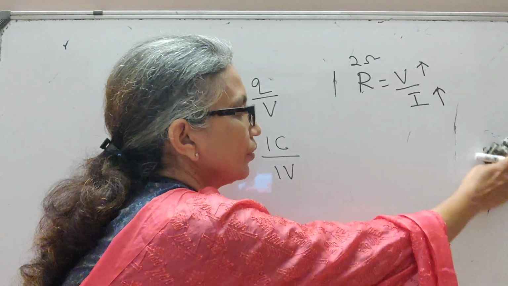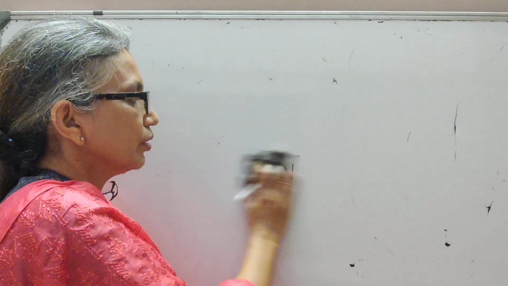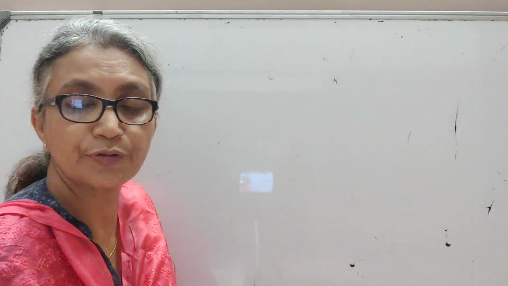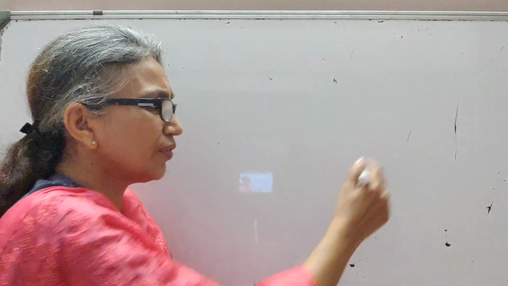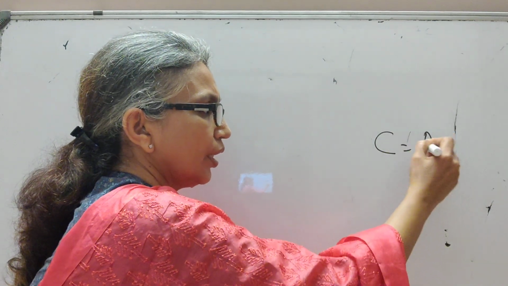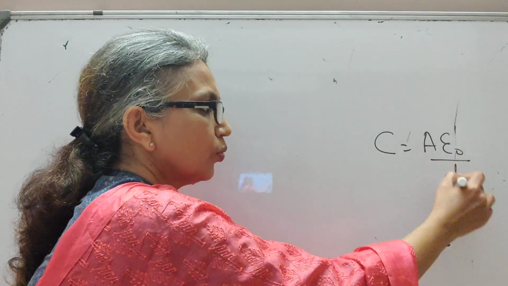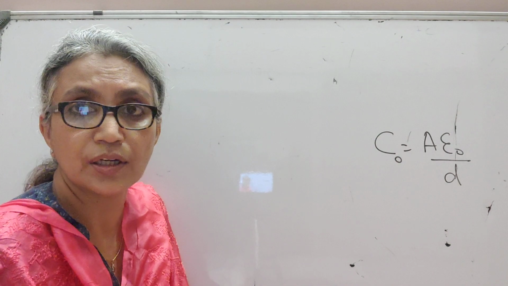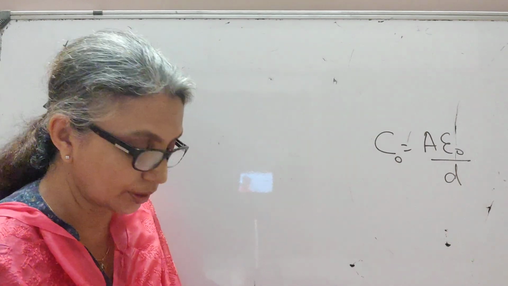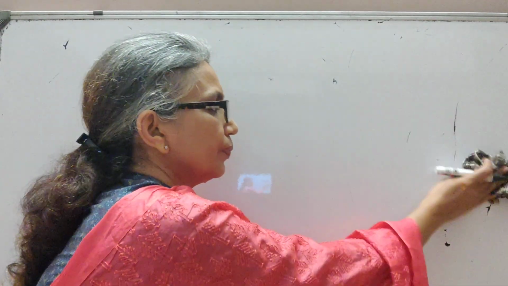Now, next we have a derivation. I told you there are three derivations. So the first one is to derive this expression we already know, A epsilon 0 by D, which is the capacitance of a capacitor with air or vacuum between the plates. So that's the first one we're going to do.